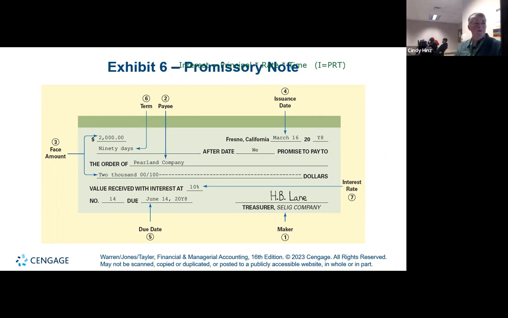I'm moving over to number 3 then. There it is: the face amount. The face amount represents the principal that is being borrowed. In this case, $2,000.